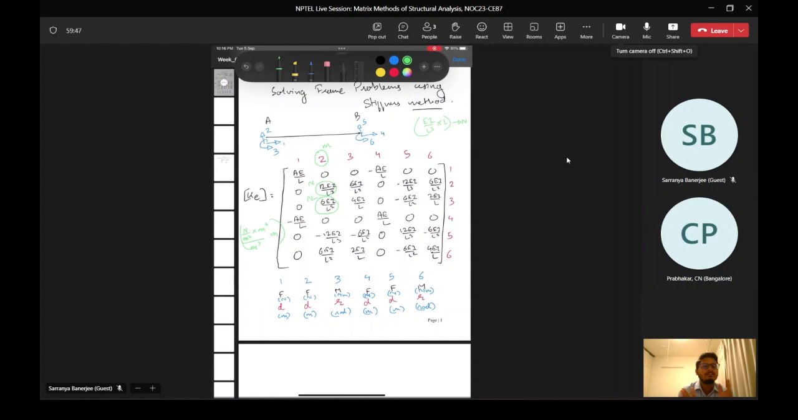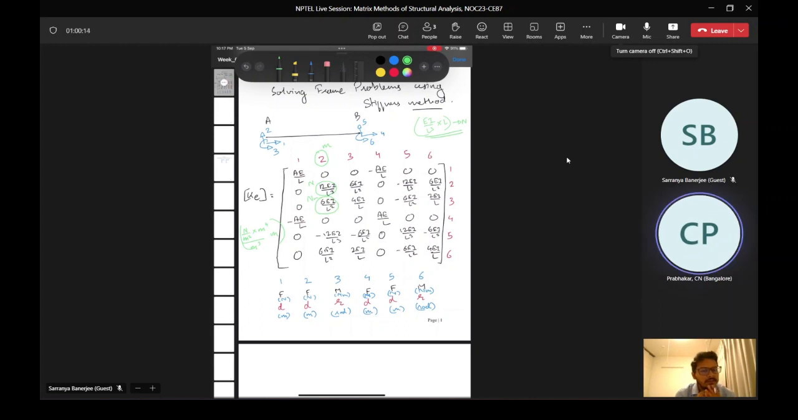So stiffness 12 EI by L cube is the only Newton. It is not a Newton per millimeter. That is a force generated due to unit displacement. 12 EI by L cube is the force generated due to unit displacement. Then you have to multiply the displacement with that. So 6 EI by L square will give you Newton. That part is sure.